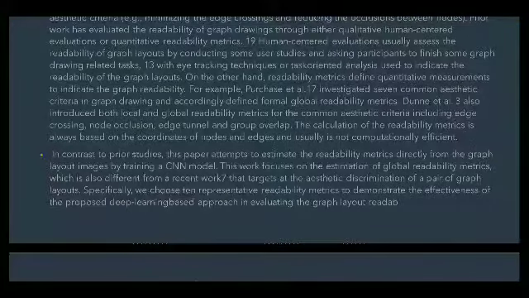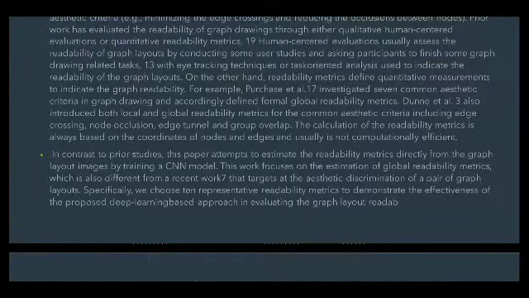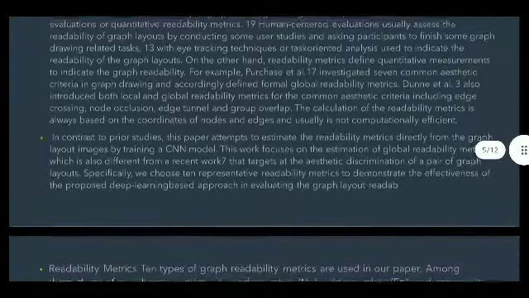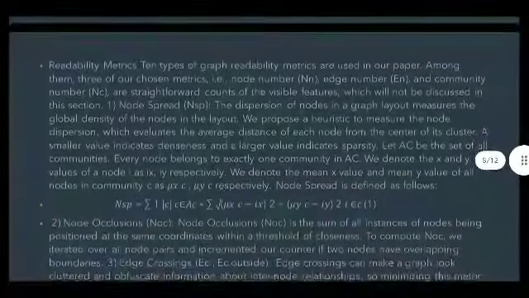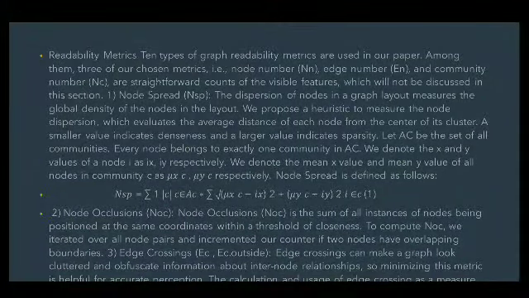In contrast to prior studies, this paper attempts to estimate the readability metrics directly from the graph layout images by training a CNN model. The work focuses on the estimation of global readability metrics, which is also different from a recent work that targets the aesthetic discrimination of a pair of graph layouts. Specifically, we choose 10 representative readability metrics to demonstrate the effectiveness of the proposed deep learning based approach in evaluating the graph layout readability. Ten types of graph readability metrics are used in our paper.